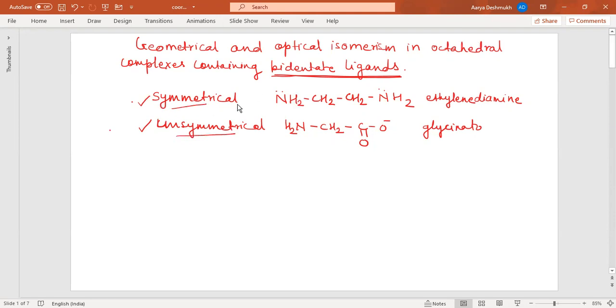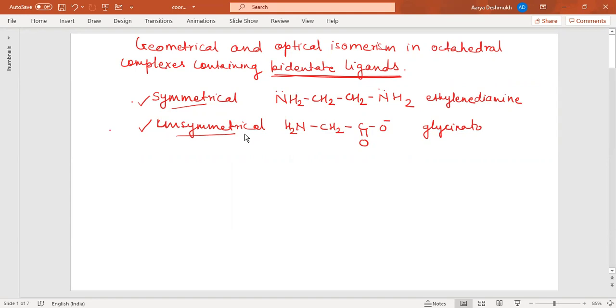The example for a symmetrical one is ethylene diamine. On both sides there is a nitrogen donor atom, whereas in the case of the glycinate ligand, on one end there is a nitrogen and on the other side there is an oxygen atom. Such a ligand is called unsymmetrical. Okay. So let us discuss geometrical and optical isomerism in octahedral complexes containing bidentate ligands.